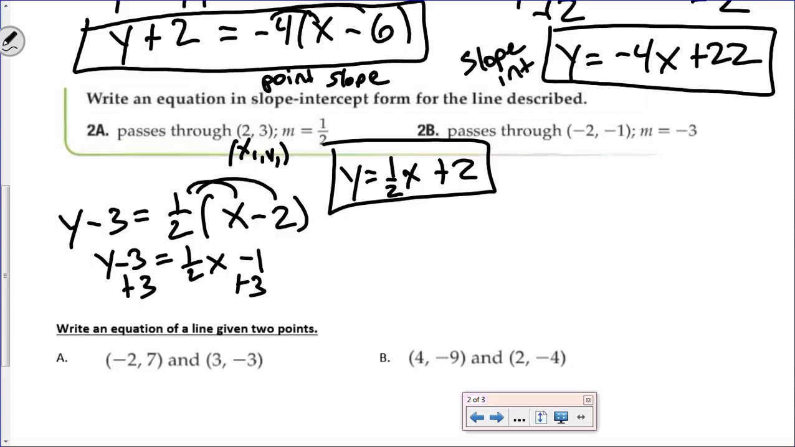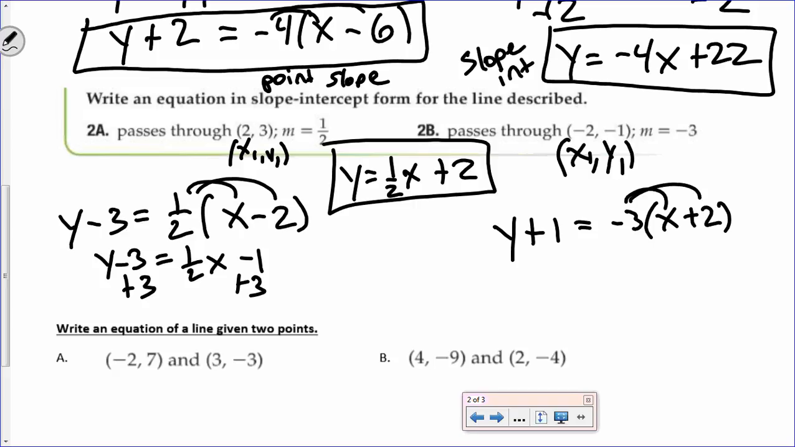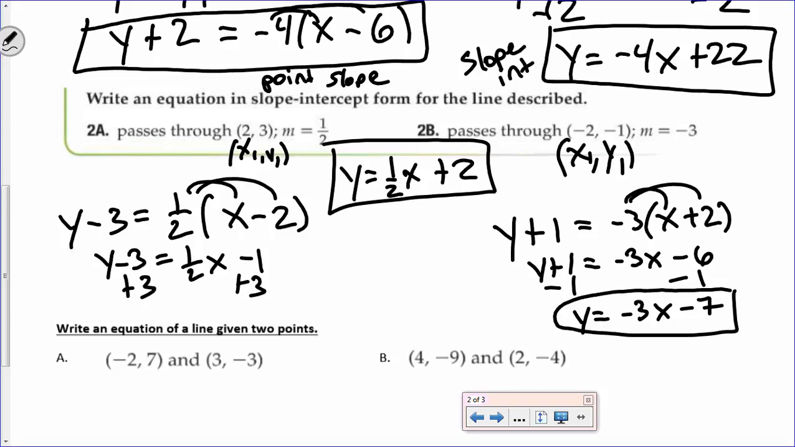All right, going to do the same thing on this next example. y minus y1, minus -1 is y plus 1, is equal to m, -3, times x minus -2, plus 2. Distribute our -3. Subtract 1 from both sides. We should get our equation in slope intercept form: y equals -1/3 x minus 7.